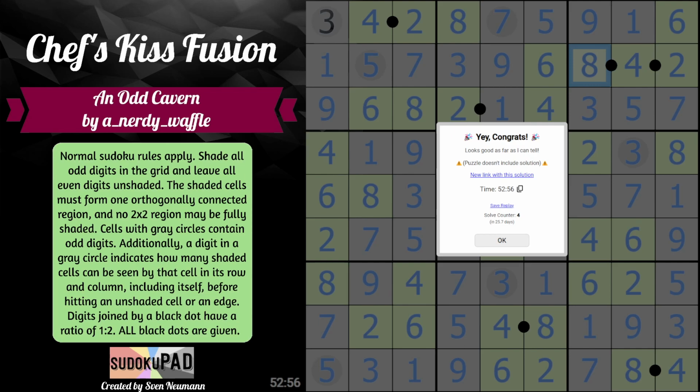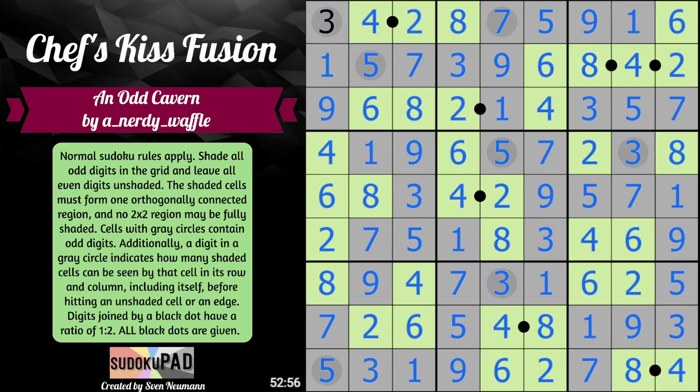5256. Let's see, there's four solves on my side. At least that's what it's showing. There might be more through other platforms because other people use different platforms to solve these Sudokus. But I always come back to Sudoku Pad by Sven Neumann. And that was Odd Cavern by A Nerdy Waffle. That was definitely a chef's kiss fusion, a really great fusion of rules.